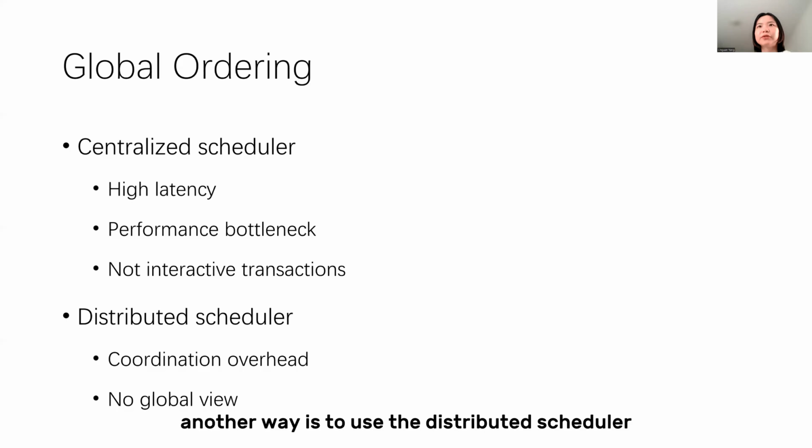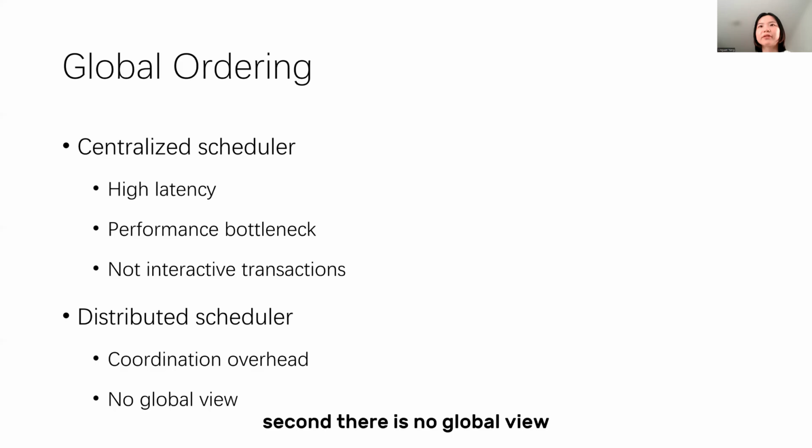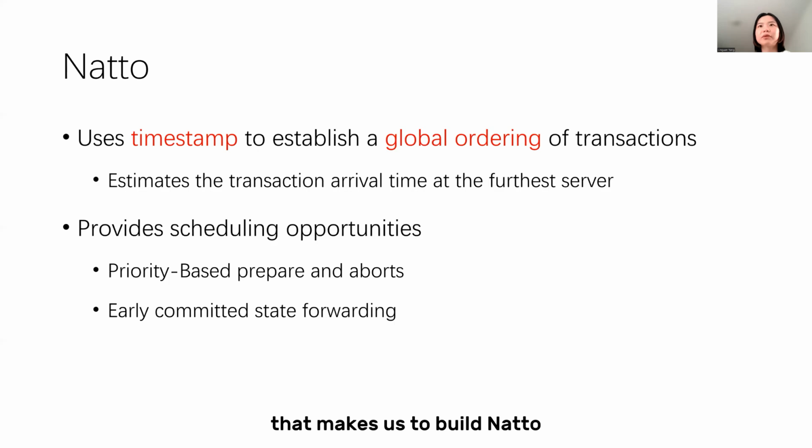Another way is to use a distributed scheduler, but it is more challenging to build. First, we want to avoid coordination overhead. If we introduce a lot of coordination, it is no better than the centralized scheduler. Second, there is no global view. As we mentioned previously, without a global view, it can also have bad performance due to a high abort rate. That motivated us to build Natto.